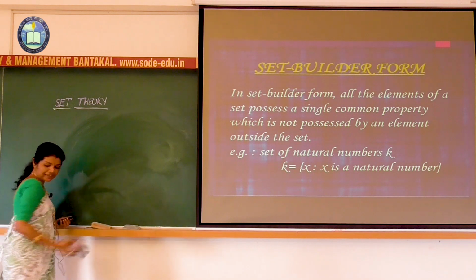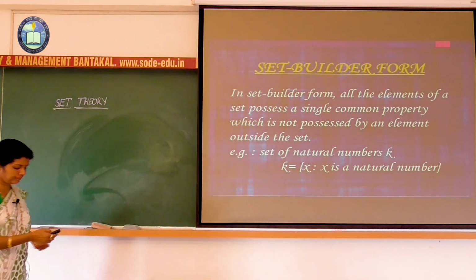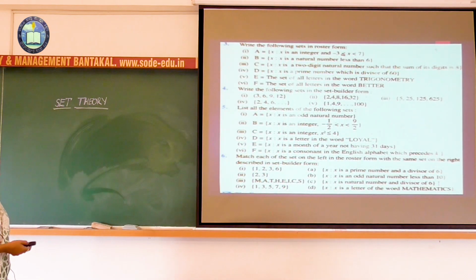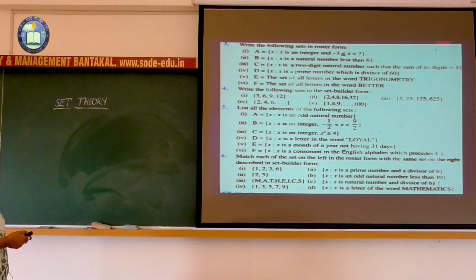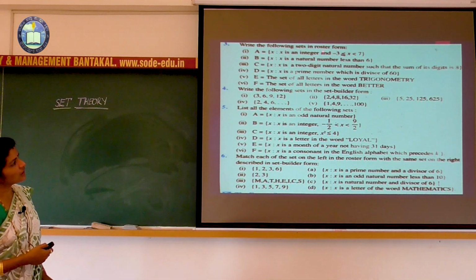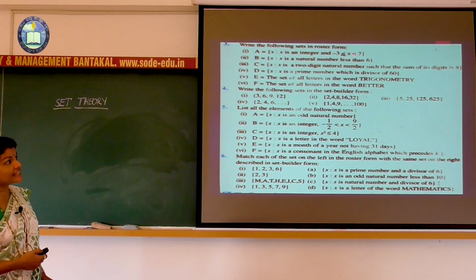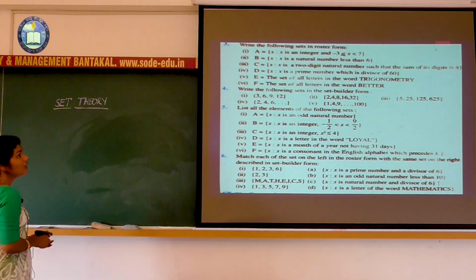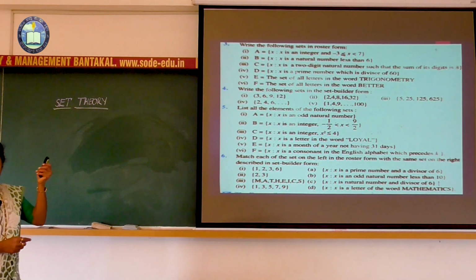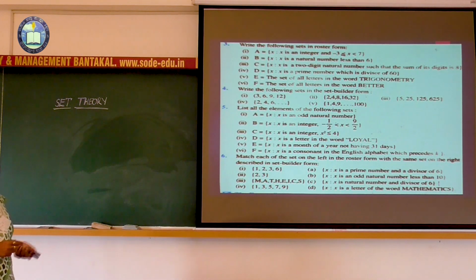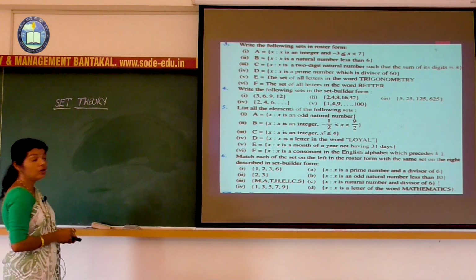We'll consider more examples when I consider the exercise, okay? Consider exercise 1.1 only. Consider question number 3. Write the following sets in the roster form. Consider the first one. Set A is equal to, it is a set containing x such that x is an integer, and minus 3 less than or equal to x less than 7. Can you identify which form it is given in? It is given in the set builder form. You have to convert that to roster form.